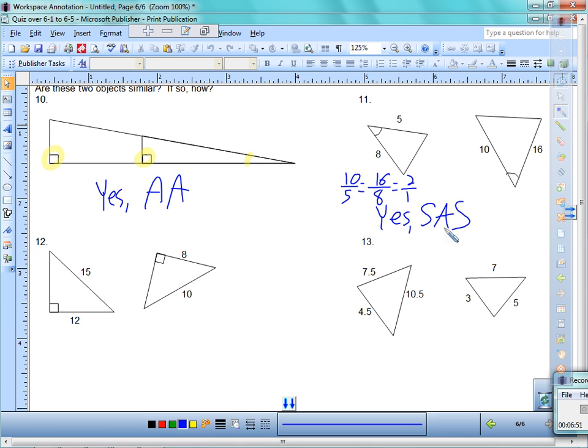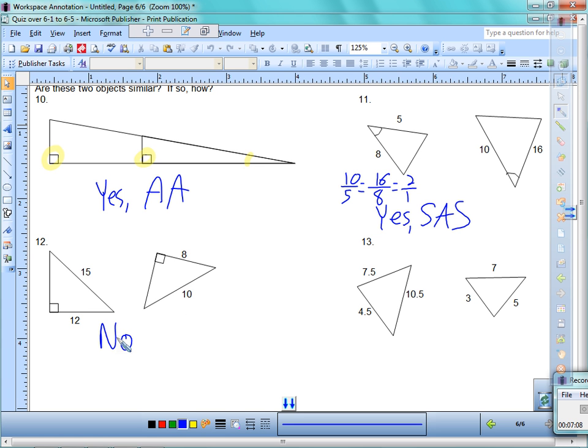Question number 12 here. Even though we see 10 and 15 and 8 and 12 working together, the problem here is that we have angle, side, side. And we know that angle, side, side is not a valid methodology.